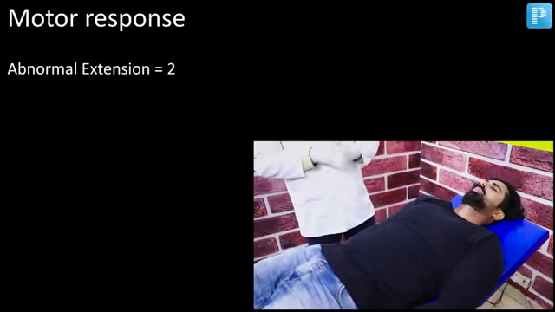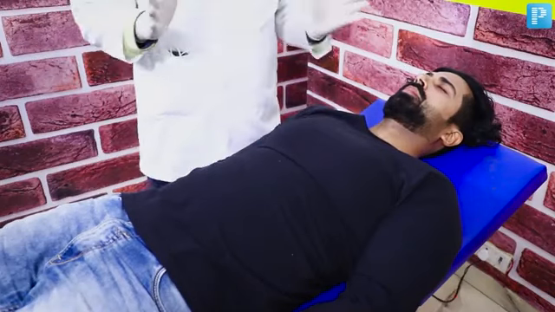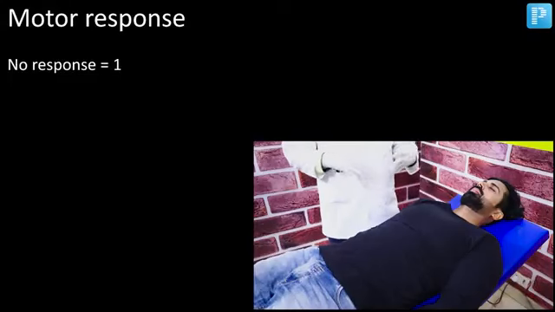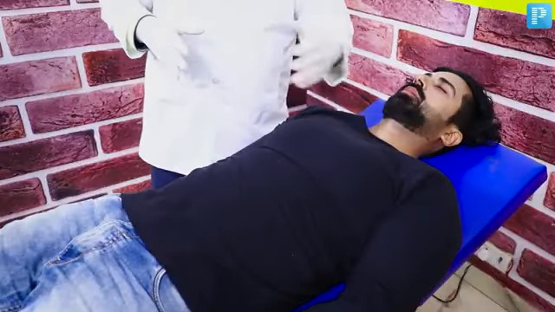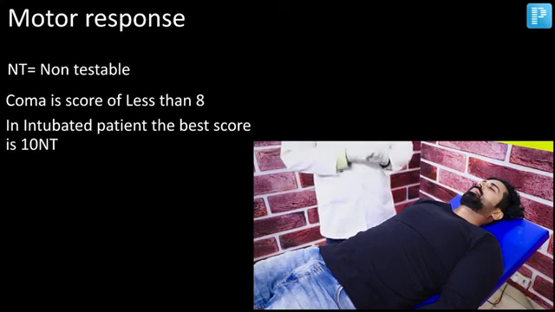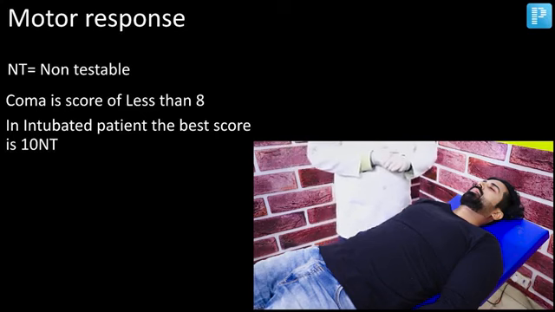On the other hand, if I do all these activities and there is no response, then it would be a score of 1. On those circumstances where there's a polytrauma in the patient, let me say both the arms are fractured, both the legs are fractured, in those circumstances, I'm definitely going to call it NT, that is non-testable.